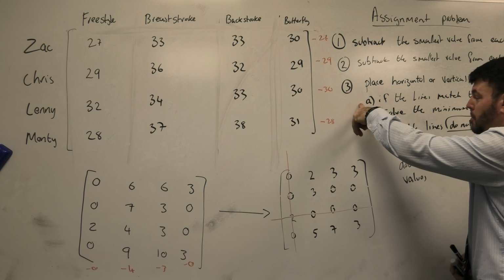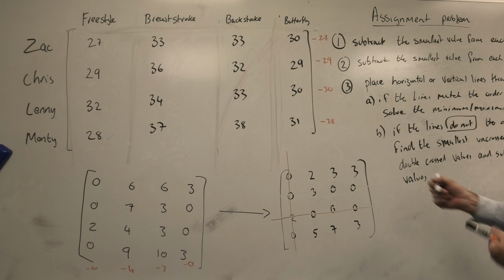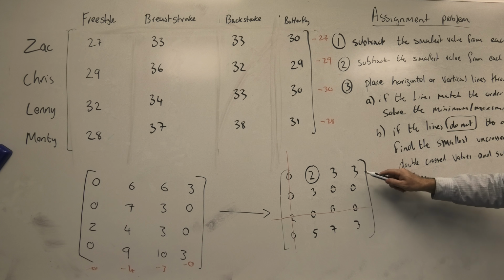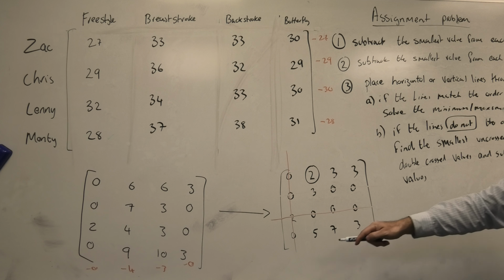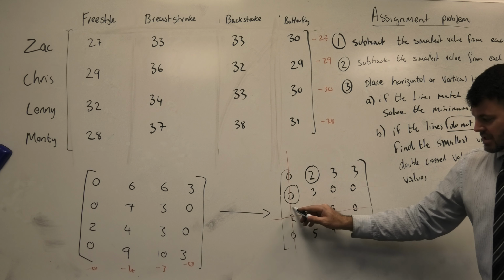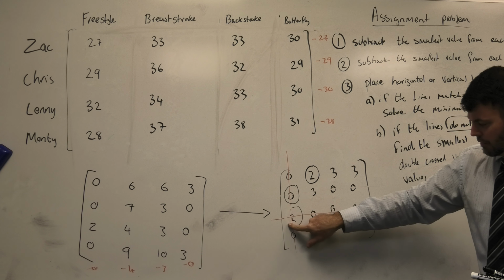So we have to now look at this and find out, well, what is the smallest uncrossed value? So what's the smallest uncrossed value in this matrix? 2. So we're going to take the 2 and subtract 2 away from all of the numbers that are not crossed, and we're going to add 2 to all the numbers that are double crossed. So this here is a double cross. This here is a double cross. That's what I mean by double cross. It's got 2 lines going over that number itself.